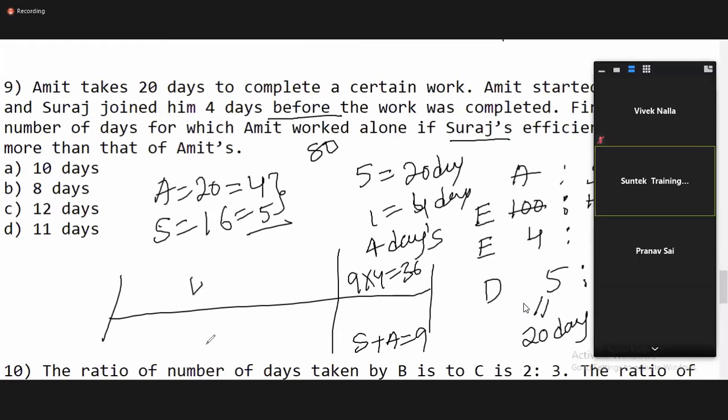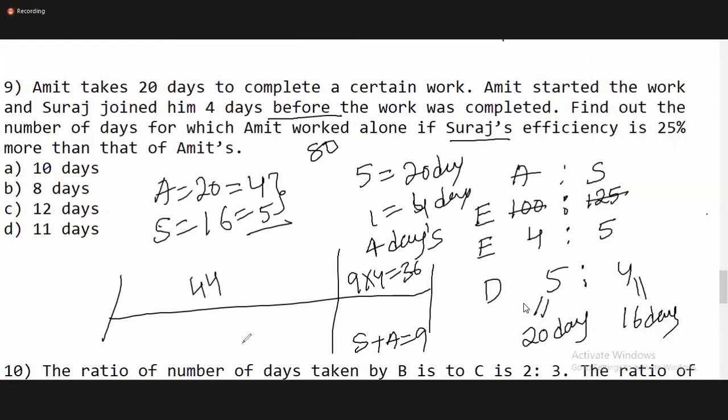This 44 is done by whom? Only A. A is eating how many chocolates per day? 4. So 44 by 4, so 11 days.